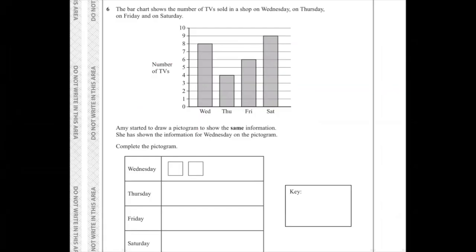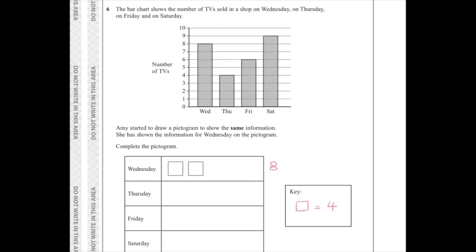Okay, we've got to transfer the information from the bar chart into the pictogram, which has already been started. Now, if we look at Wednesday, we can see that there is a total of 8 TVs. Wednesday has been done on the pictogram and it has got 4 squares. That tells me that each square is worth 4. Once I've worked out what a square is worth, I'm going to fill in that key, so that job's done, and then I can go on and complete my pictogram.